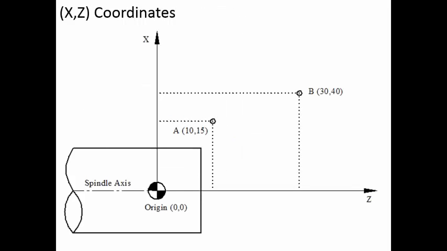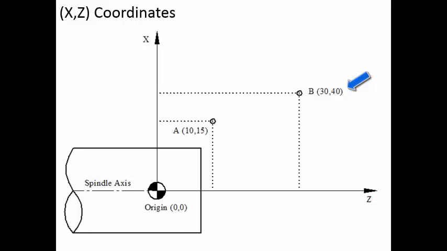Now we will see two small points, A and B. We will see their coordinates and try to find the different distances. Now you have the workpiece here, then you have two points A and B. Their coordinates are given as (10, 15). The coordinates of B are (30, 40).